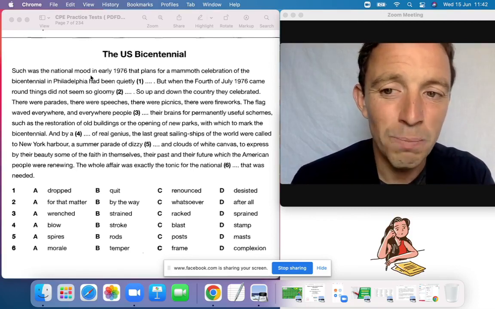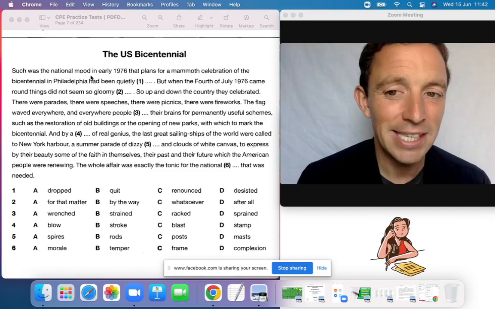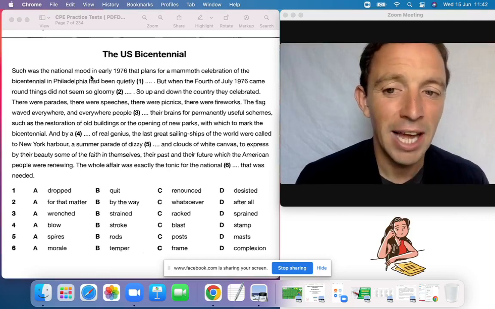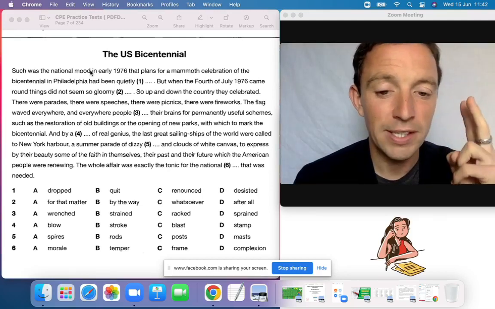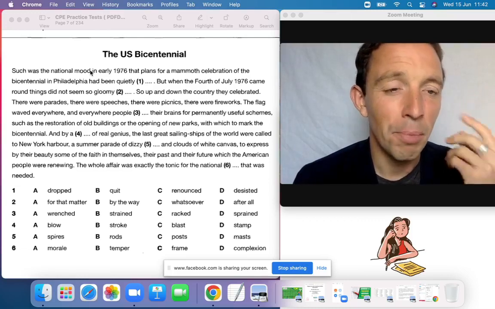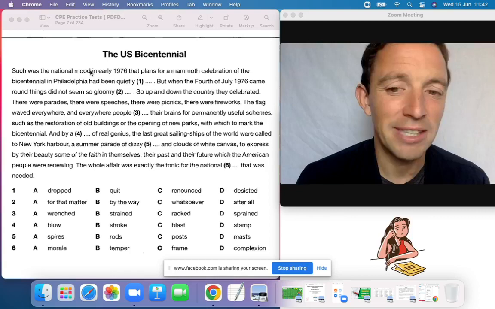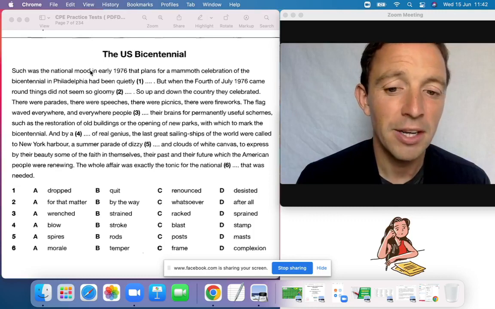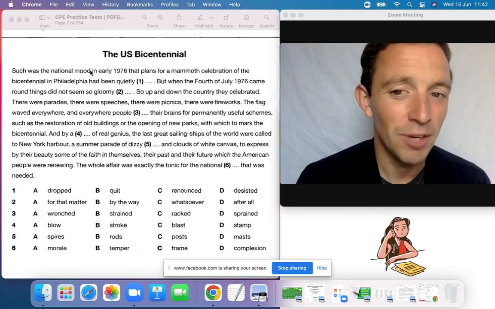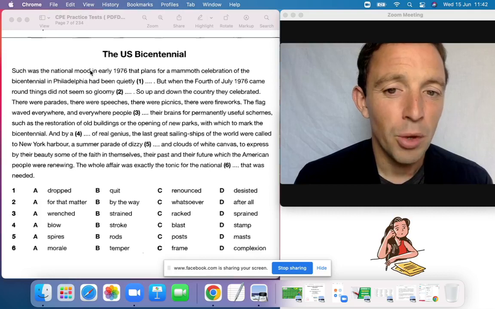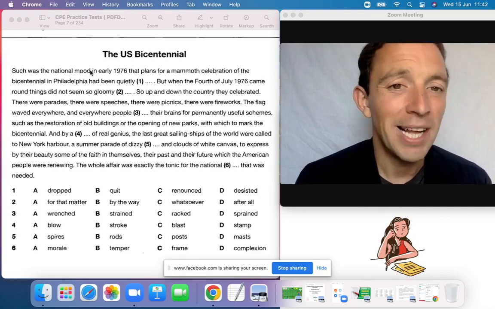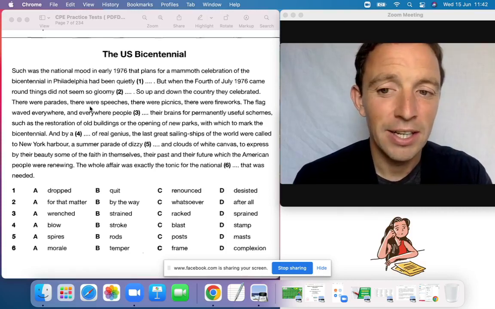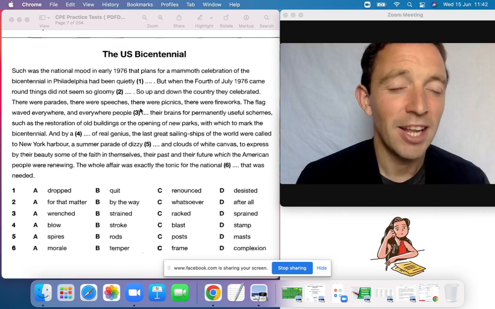Such was the national mood in early 1976 that plans for a mammoth celebration of the bicentennial in Philadelphia had been quietly dropped, quit, renounced, desisted. But when the 4th of July 1976 came round, things did not seem so gloomy. So up and down the country, they celebrated. There were parades, there were speeches, there were picnics, there were fireworks.